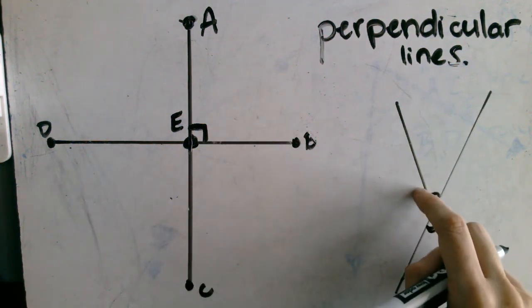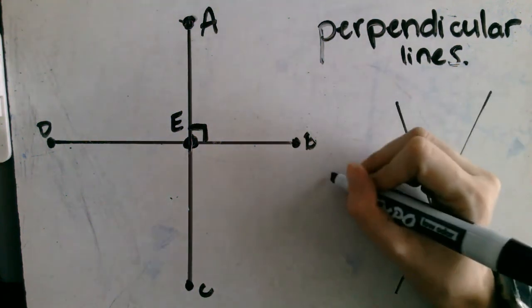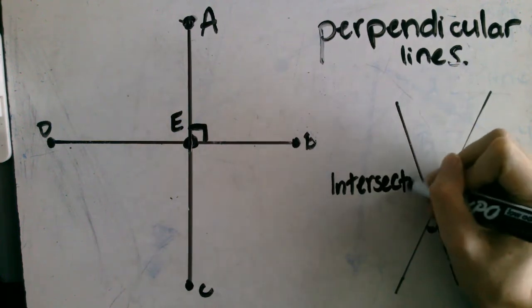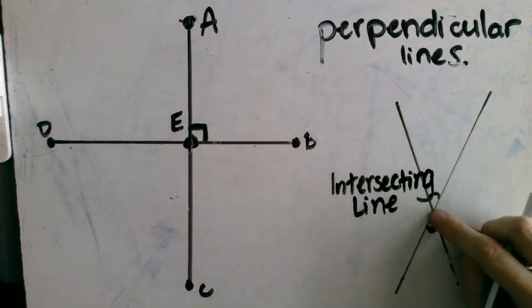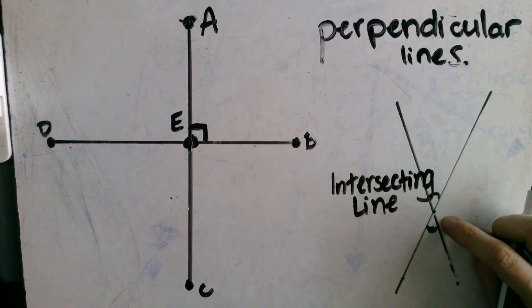These are just called intersecting lines, right? Say that with me. Intersecting lines. To be an intersecting line, it means you cross paths at some point with another line. So you cross paths at another point with another line.